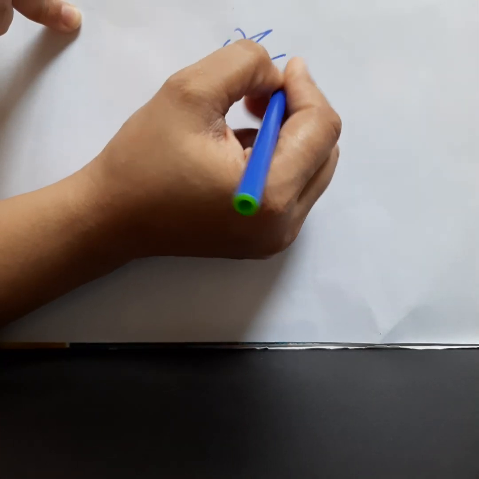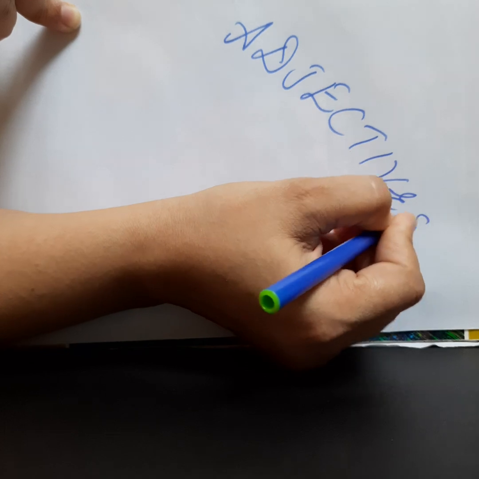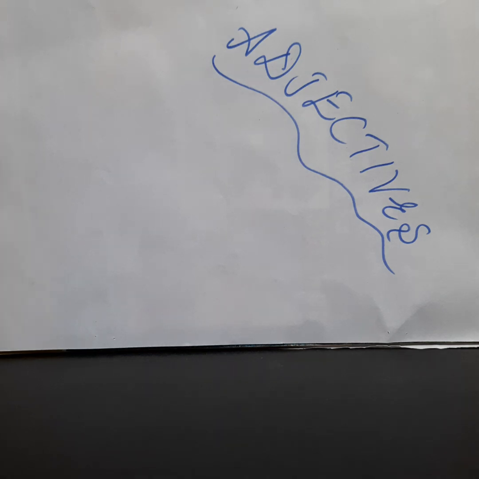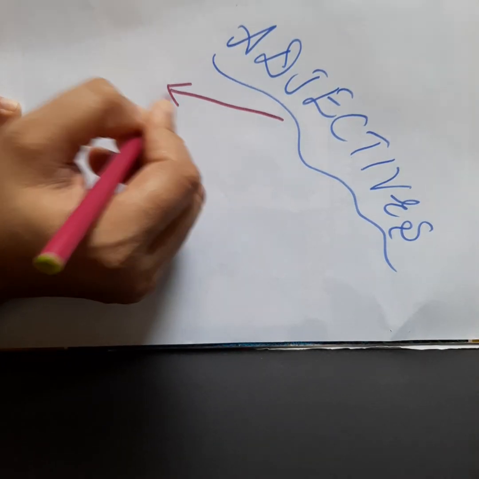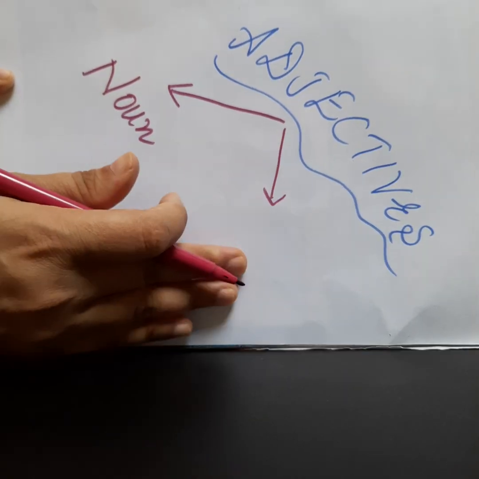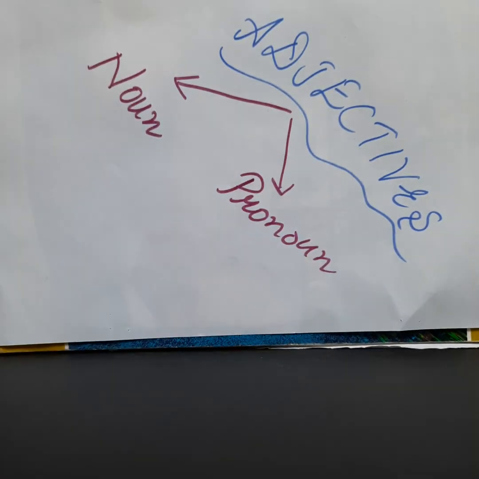Dear children, today we are going to start a very interesting grammar topic. And what is that? That is adjectives. Now, dear children, what do we mean by adjectives? Yes, adjectives are those words that add more information about my noun or pronoun. Alright, now how do they add information?